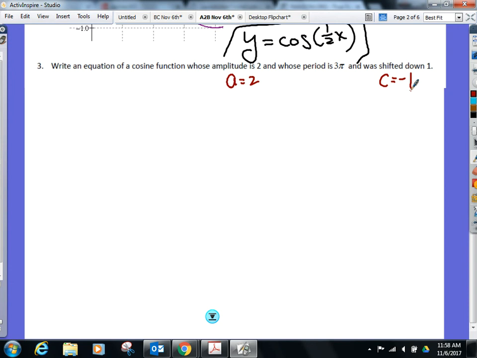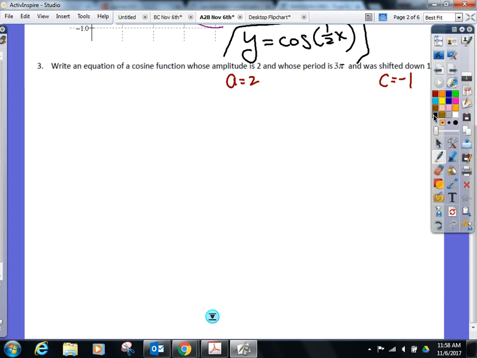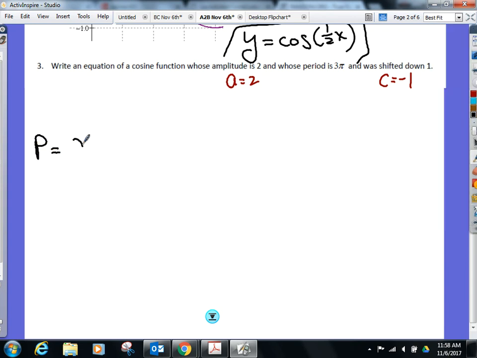B. Is B 3 pi? No, that's the period. But using the period, we can find the B value. What's the formula, Brooke, again for period? Yep. And what's the period in this case? Okay, so in for P, I'm going to plug in 3 pi. And I'm going to try to solve it for B now. Get used to this right here, guys. Get used to this. I ask you to do this a lot. Give you the period. What's the frequency?